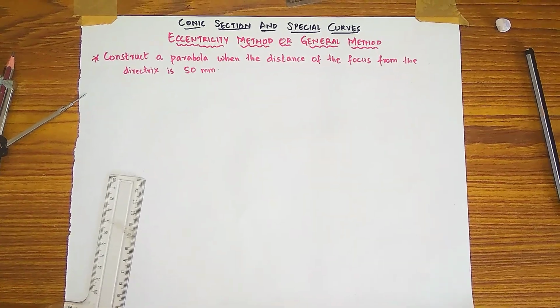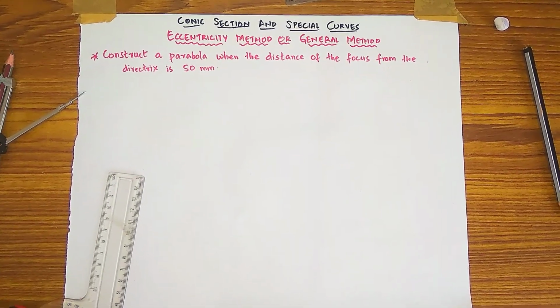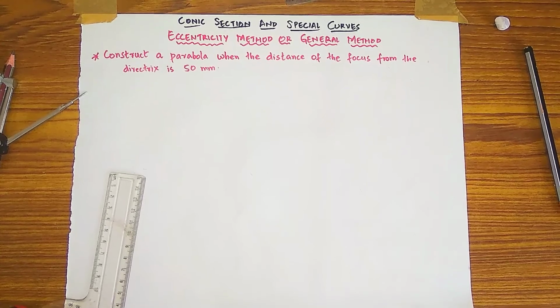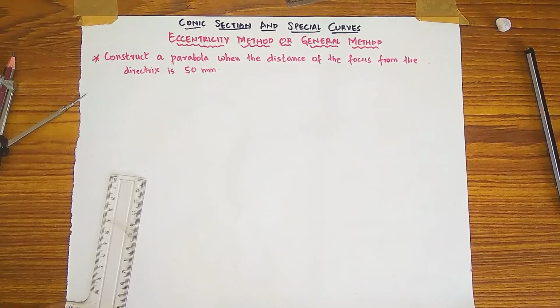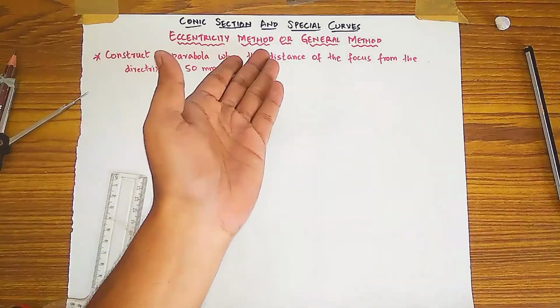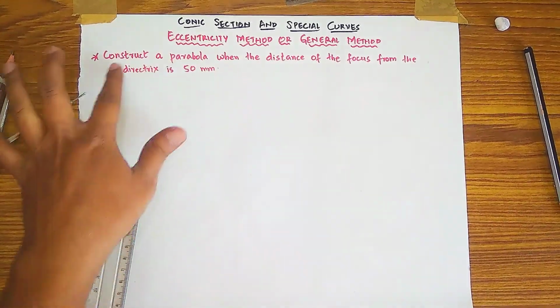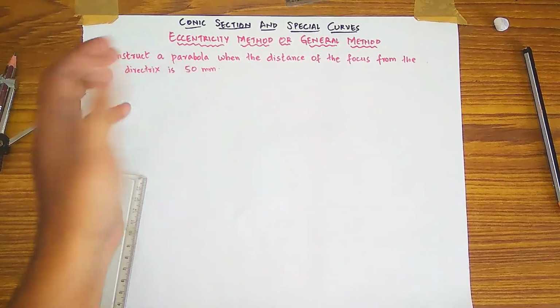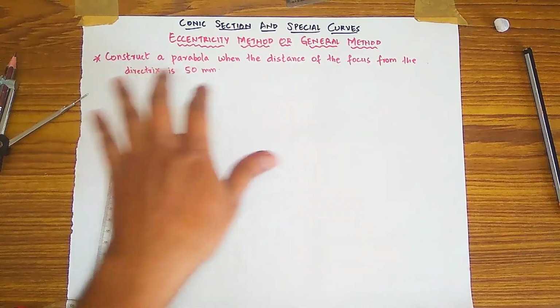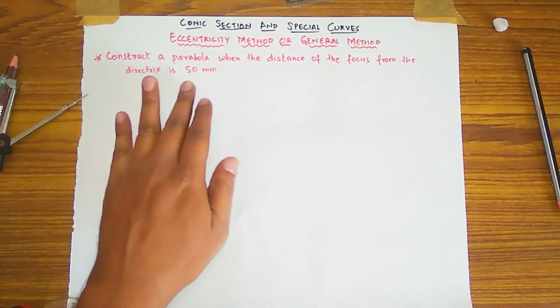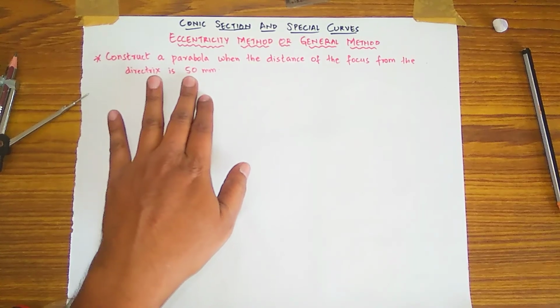Hello guys, today I am going to explain conic sections and special curves by the eccentricity method, or general method. With this method you have to draw a parabola. So how to construct a parabola according to the question and the dimension given.